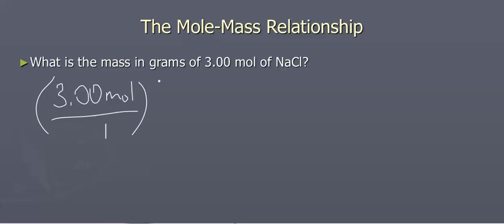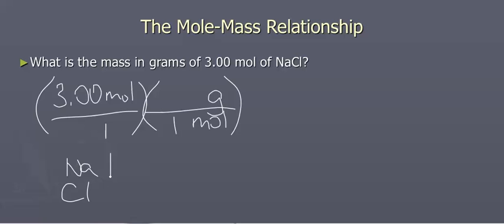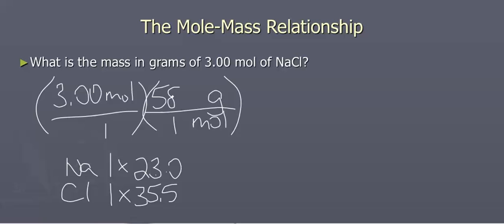If I want to go to the mass, I need the molar mass in grams per mole. For sodium chloride, 1 sodium times 23.0 from the periodic table, and chloride, 1 chloride times 35.5. Add those together, we get a molar mass of 58.5. Multiply, that will give me the mass of 3 moles: 176 grams.